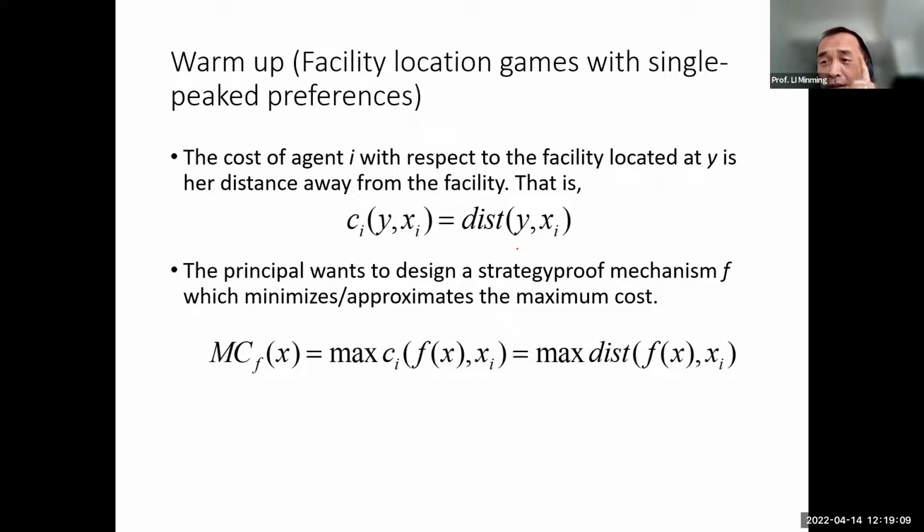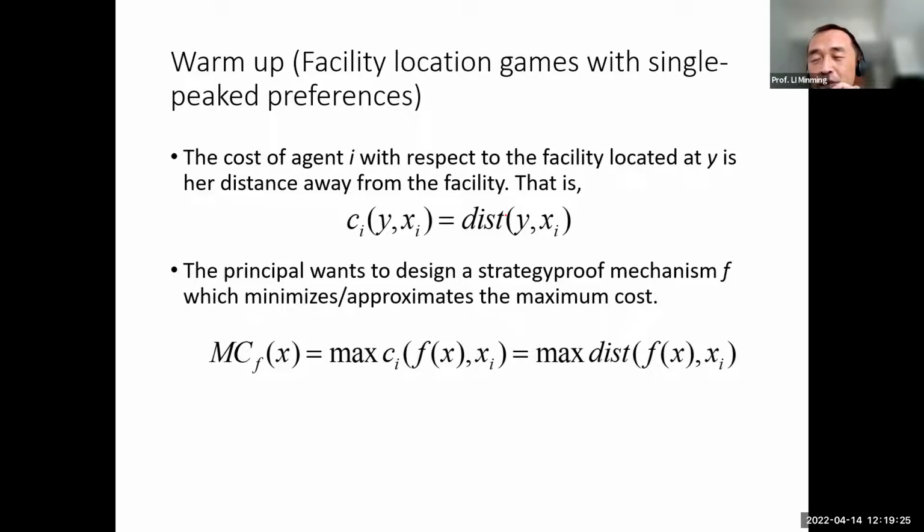Then come to another objective. And this objective is also very well recognized. It's called the max cost objective, okay? So max cost means what? So now we are somehow caring about fairness. So some fairness, what is that?